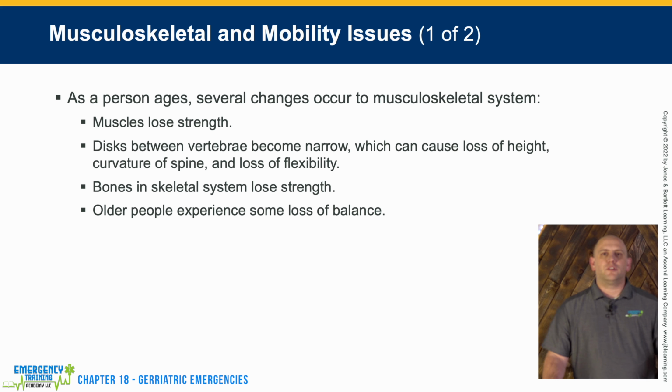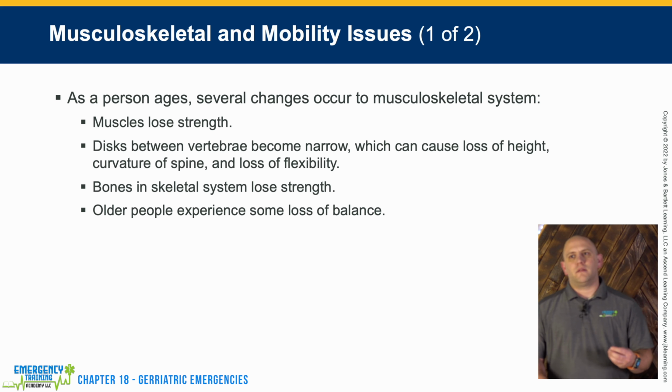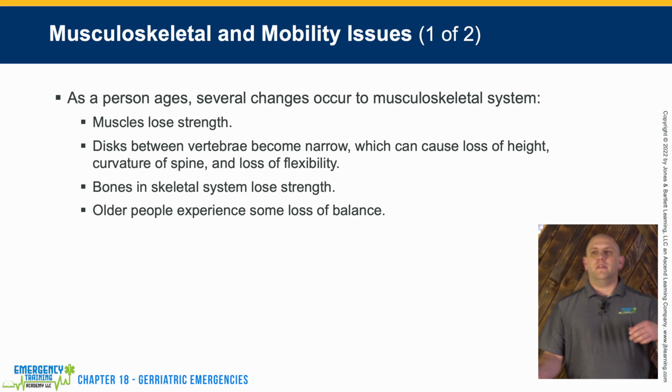Another thing that happens as our patients age is they will start to have changes in their musculoskeletal system. Their muscles will begin to lose strength. Part of that loss of strength is a result of decreased physical activity, but the other part of that is due to the aging process. And then as they have reduced mobility because of the aging process, then they will have more decrease in physical activity, leading to a continual decline in their muscular strength.